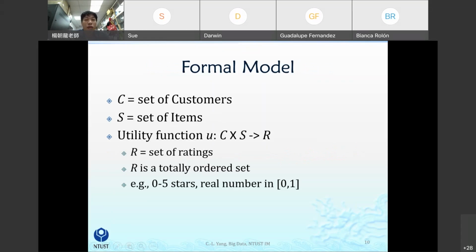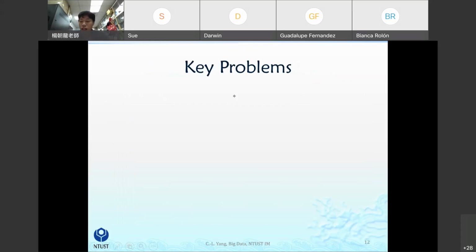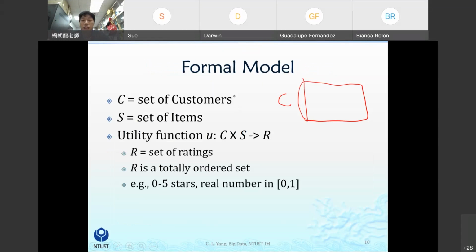So we start with a very simple model. Then as you can see, the utility matrix, and here is the number of customers. This comes from C, and the items come from S, right? So basically, the utility function is C times S, so it's a matrix, and everything here is rated, right?